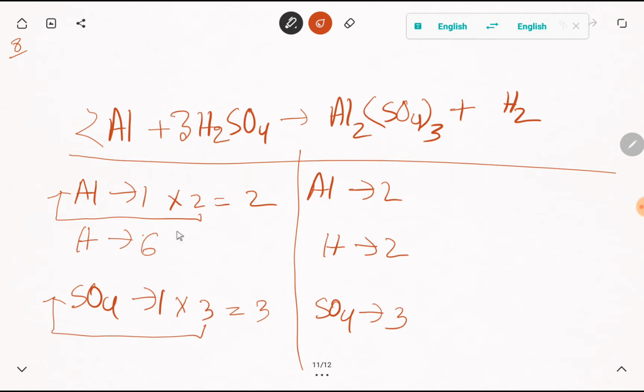Look, hydrogen 6 but hydrogen 2. So to balance the hydrogen, I can multiply here by 3, that gives me 6. So this 3 must come before this hydrogen, that is here. So look, aluminium 2 2, then hydrogen 6 6, and sulfate 3 3. So everything is balanced. So you can say that this is the balanced reaction. At last you can change this arrow sign to an equal sign for a balanced chemical equation, right? Okay.